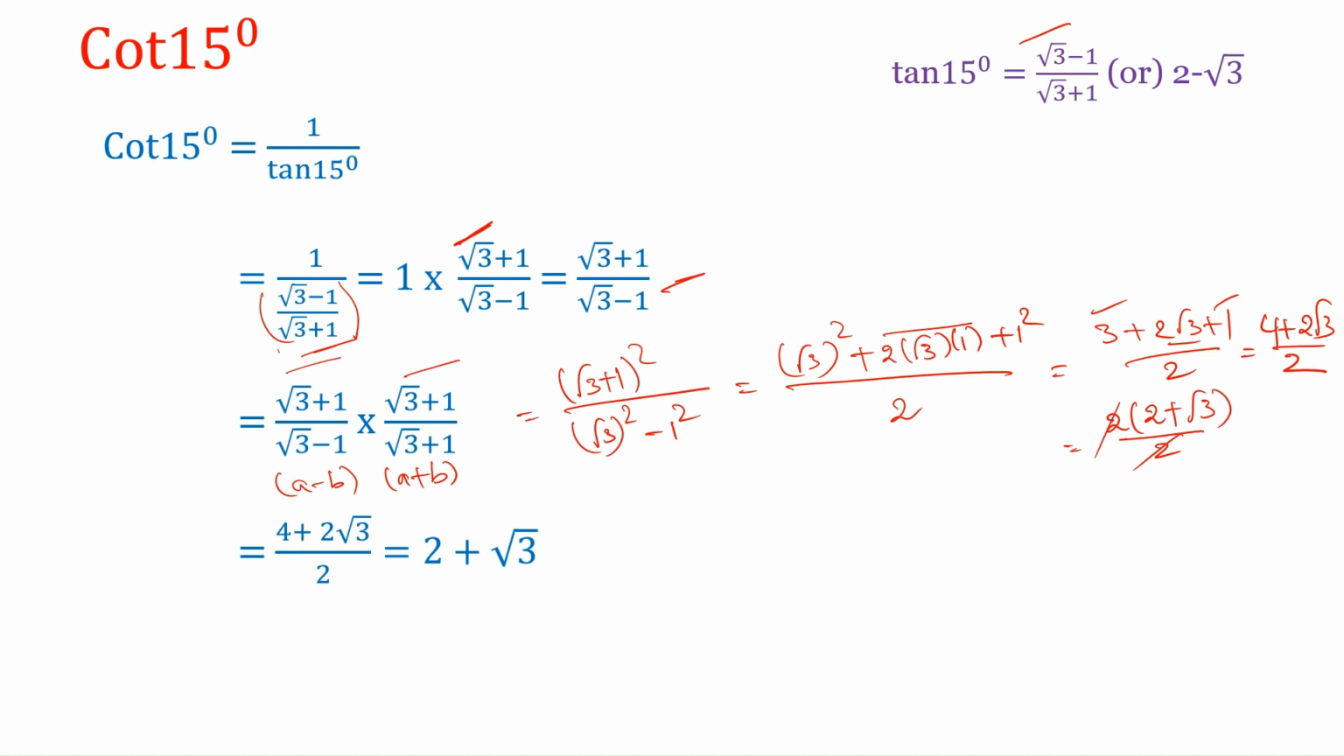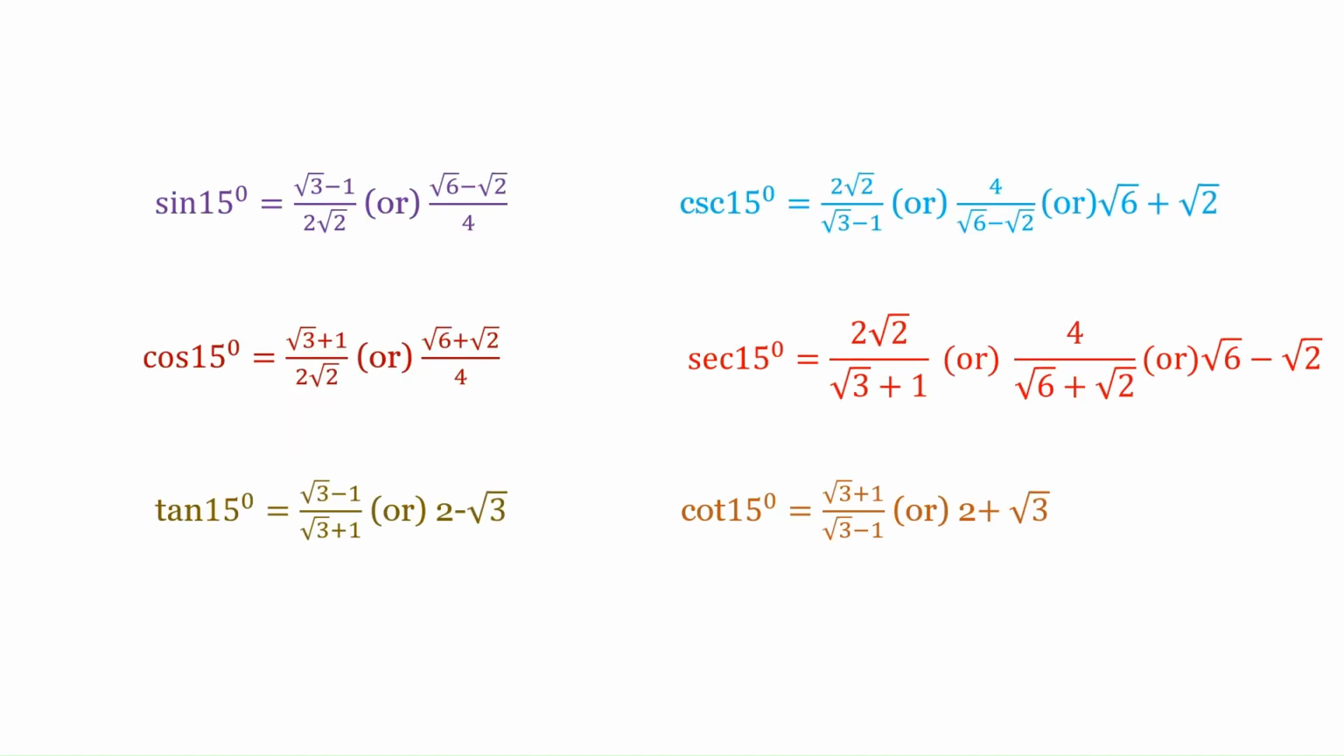In this video we have seen the trigonometric ratios for angle 15. These are the values we have got for everything. We have got two ways of representing the value. Both are valid depending on how much we have simplified it. Now, after we know the values for 15, we can easily write the values for 75 as well.